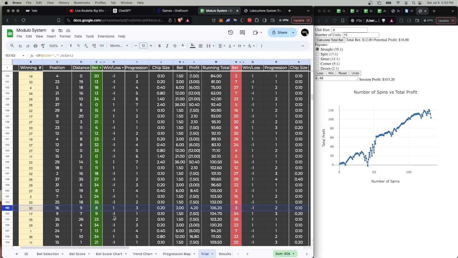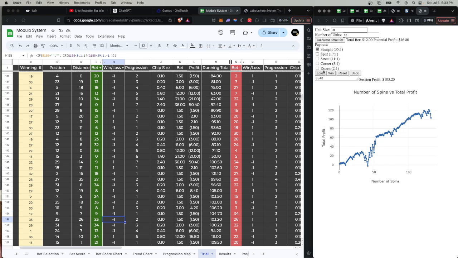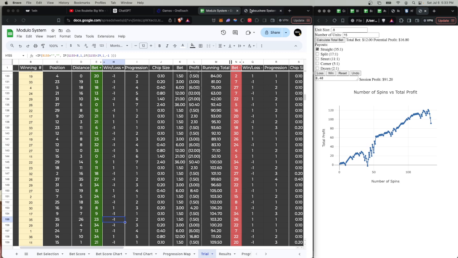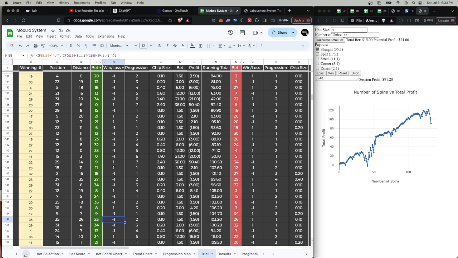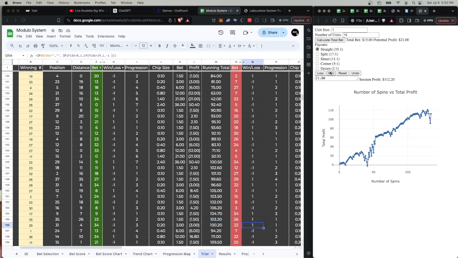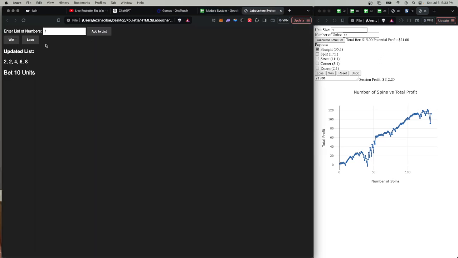So here, and we lose again. That's a loss. Another loss. So now we're up to 10 units. And we lost twice on the positive side, so we go to the negative, and we get a win. And since we got a win, it brings us down to an 8 unit.